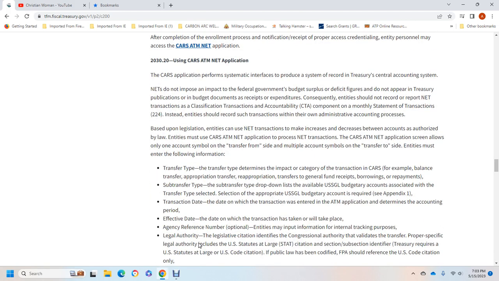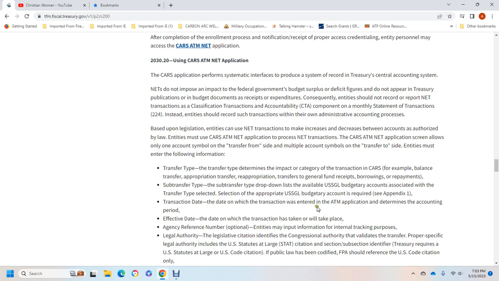Transfer type determines the impact of the categorical transaction on CARS. For the sub-transfer, a drop-down list is available of USSGL budgetary accounts associated with the transfer type selected, and the appropriated USSGL budgetary account is required.